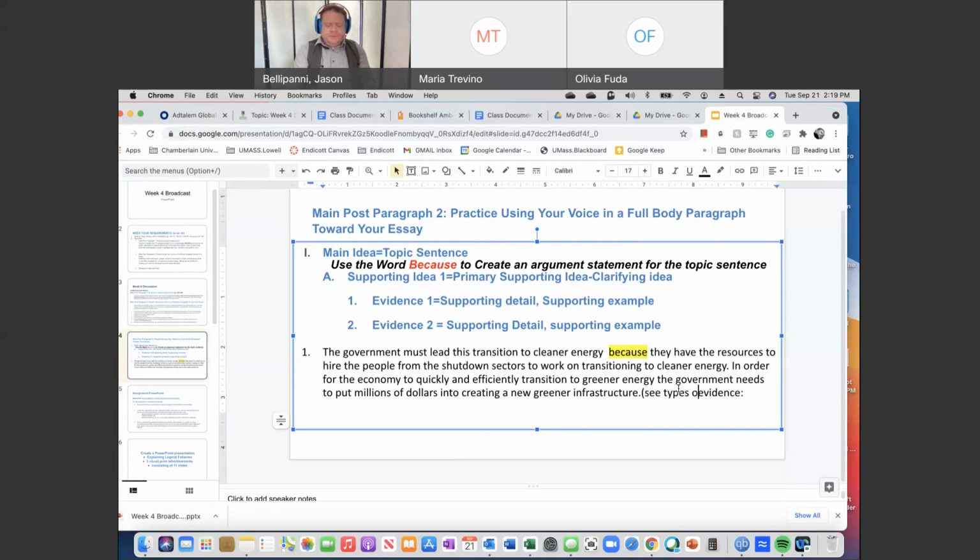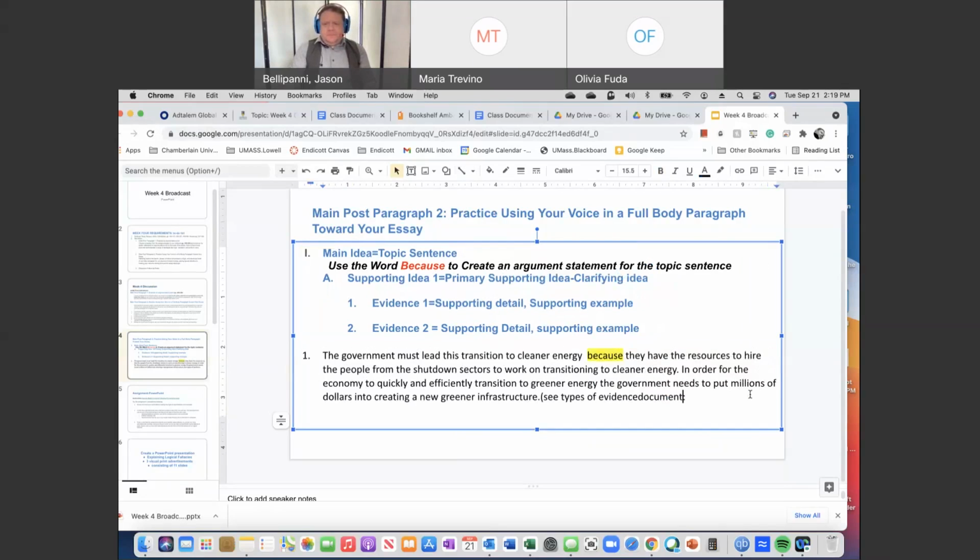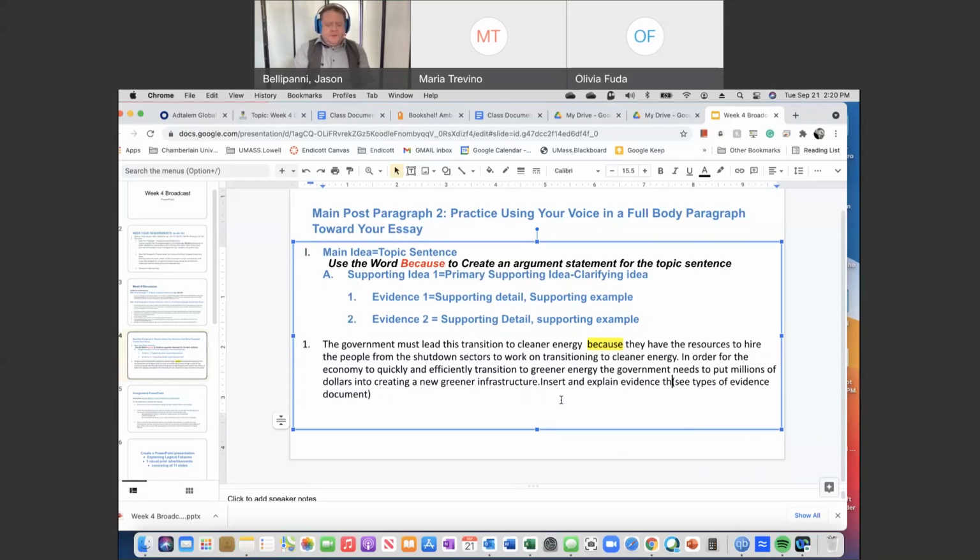See types of document. Okay, so that's just for me. I insert and explain evidence that helps support what I'm saying, right?